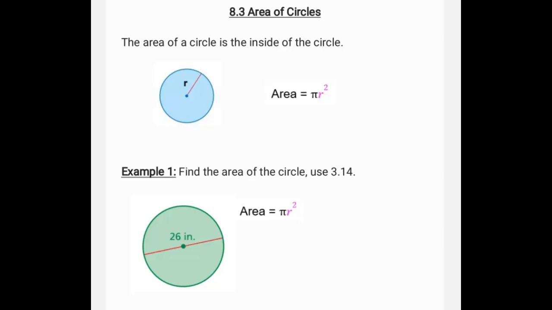This lesson's on 8.3, area of circles. So the area of a circle is all in the inside of the circle, unlike the circumference, which was the rim or the crust outside of the circle. So let's go ahead and calculate the inside part of the circle.